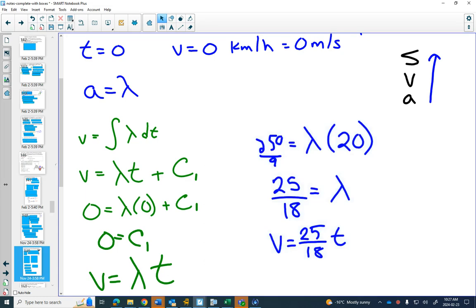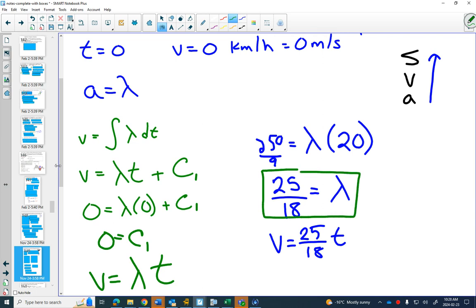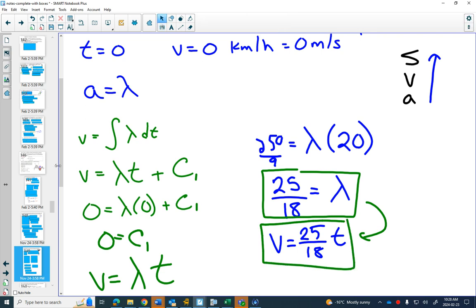We could plug in the 20 for t, the 250 over 9 for the velocity, and now we can solve and figure out that lambda is 25 over 8, which in turn lets us find the exact velocity equation. So because we were given two pieces of information about the velocity, that allowed us to solve for lambda.